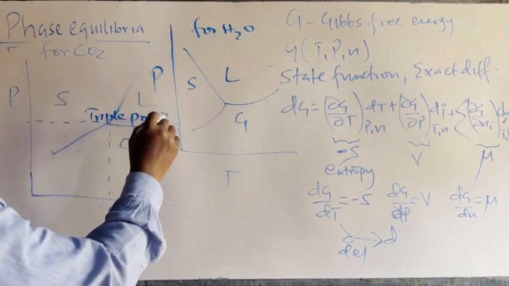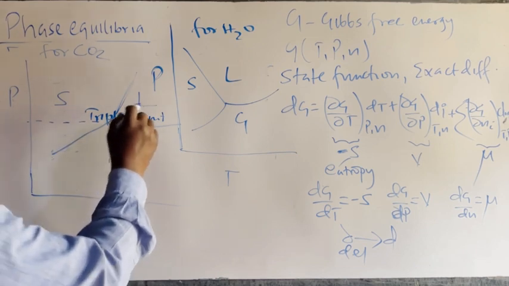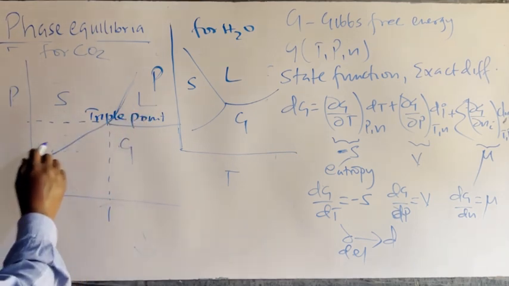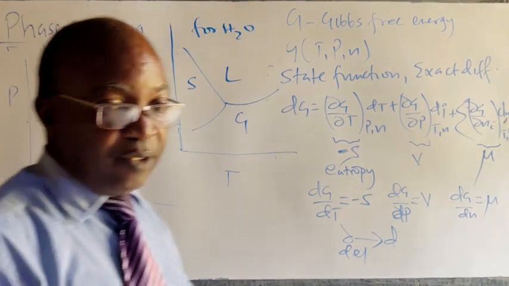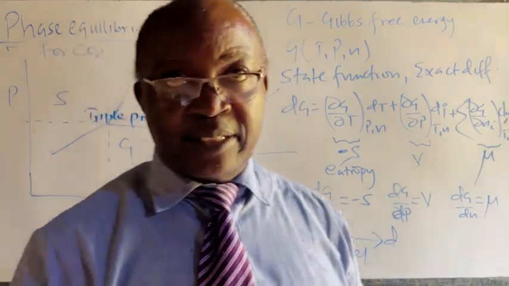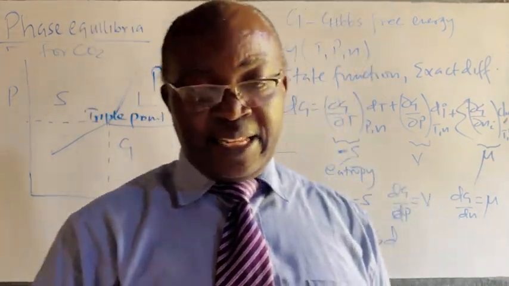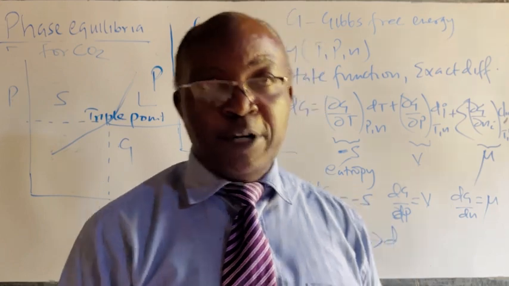And at the triple point here, the solid, liquid, and gas coexist in equilibrium. This triple point is invariant. We are going to see in subsequent lectures, when we talk about the phase rule, that the number of degrees of freedom at that point will be 0.